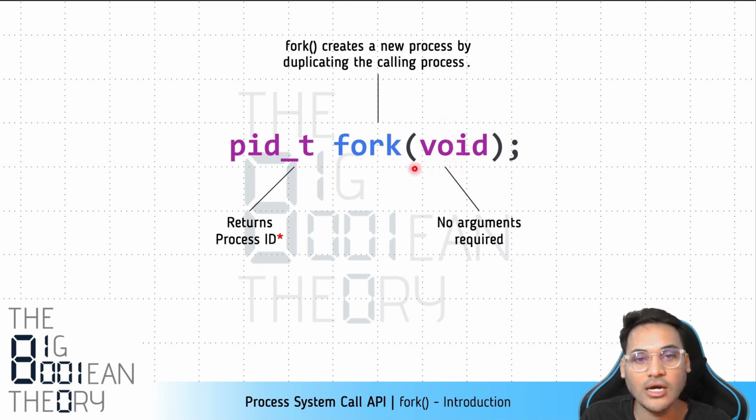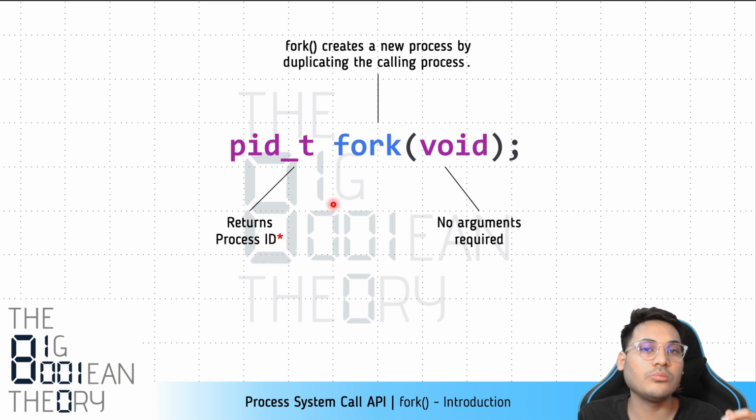What are the arguments that the fork system call takes? As you can see, no arguments are supplied to the fork system call, which is why this function signature contains the void keyword. And finally, what is the value that the fork system call returns? It returns a value of type pid_t. What is this pid_t? This is basically a type definition or an alias for an integer value. So essentially the fork system call returns an integer value, and as you can see, it is written that it returns the process ID, but there is a condition.